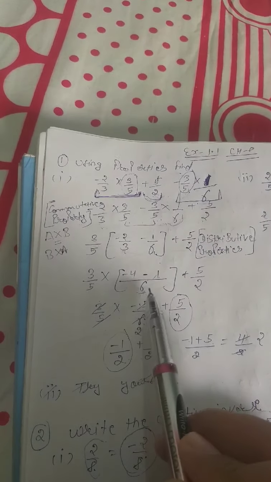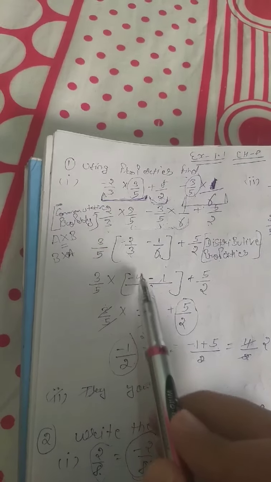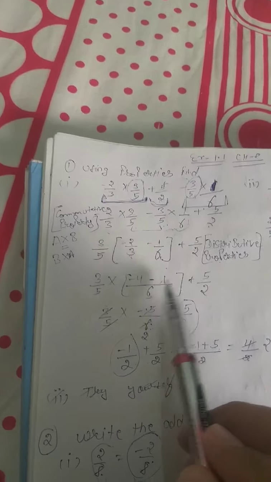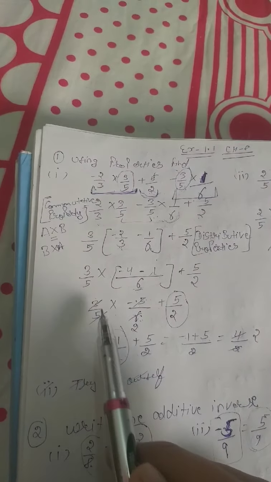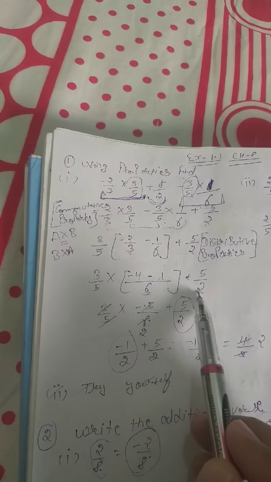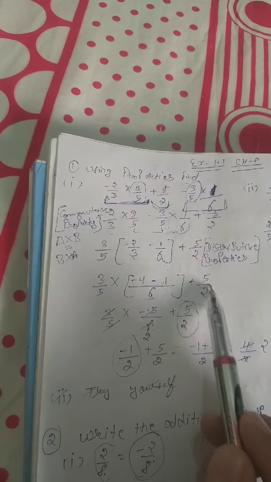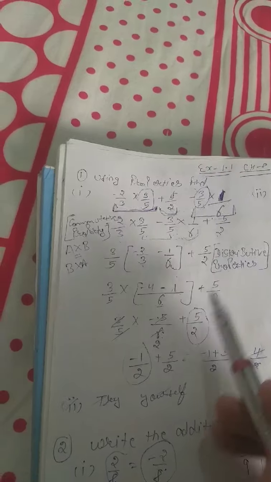Now we take the LCM of these numbers. The LCM is 6. 6 divided by 3 is 2, multiplied by minus 2 gives minus 4. 6 divided by 6 is 1, multiplied by minus 1. So the overall answer is minus 5 by 6. Now 3 by 5 multiplied by minus 5 by 6. We don't change 5 by 2. 5 by 2 is the same.